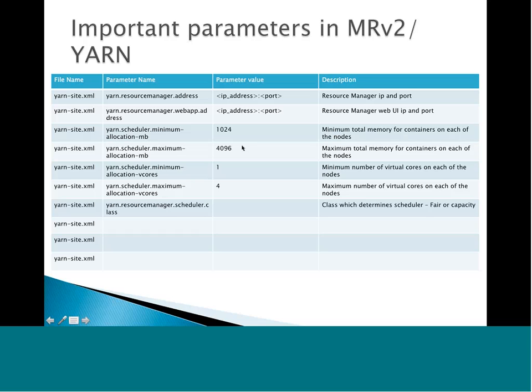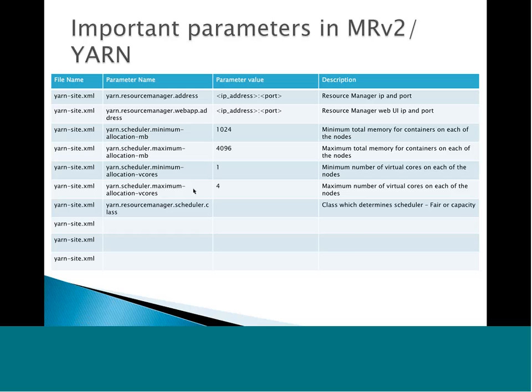Let me go through it again. I think I'm getting confused here. I will get back to you on these ones. But these are primarily at YARN level, which is at either cluster level or each node level. And I will come back to these parameters once again in the next class.